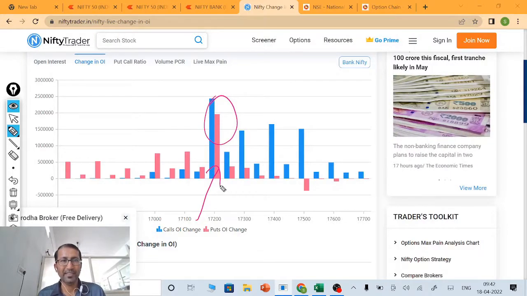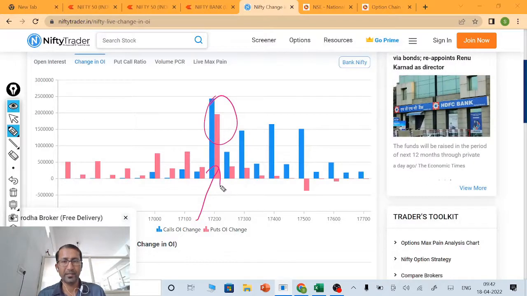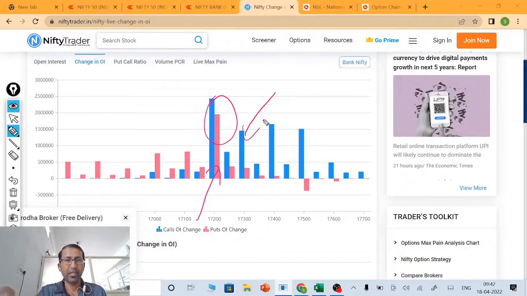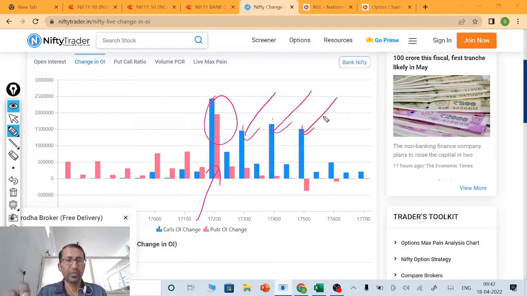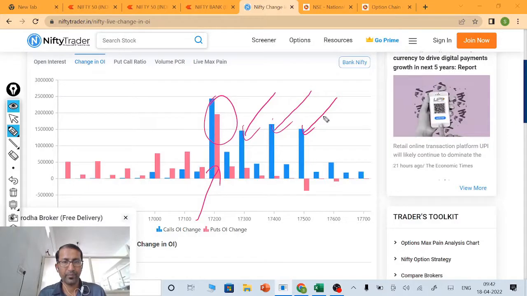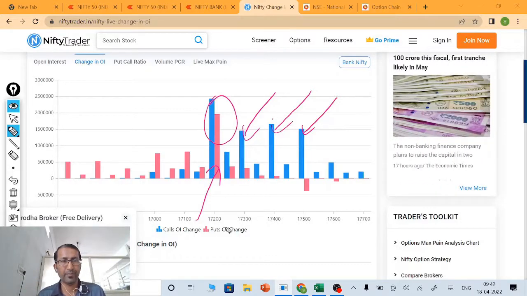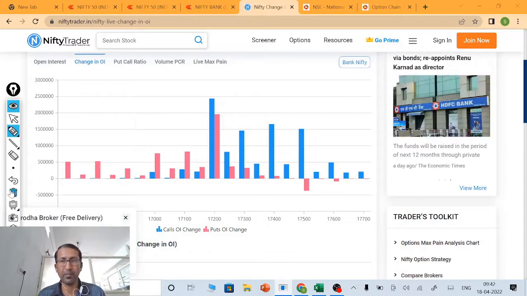You can also see the highest change in open interest has taken place at 17,300. People have added call positions. People have already added call positions at 17,400, 17,500. So to take out 17,300, 17,400, 17,500 will be a hurdle. Therefore, the chances of market going down are higher. The probability of market falling is higher.